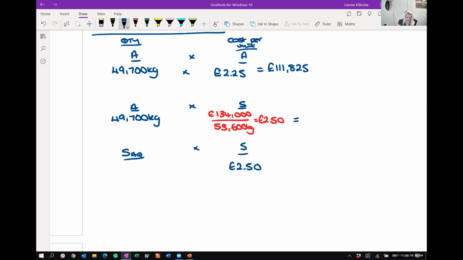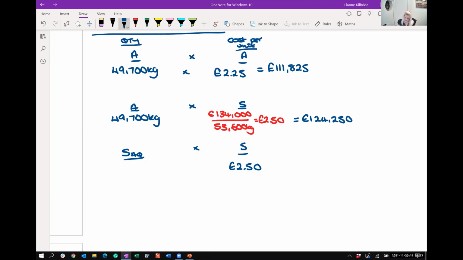So that means once you calculate the 49,700 by the £2.50, you've got a cost there of £124,250. Now, that's what we would call the flex budget. So if we were to use our standard pricing for the actual purchase that we've done, that's how much it should have cost us.